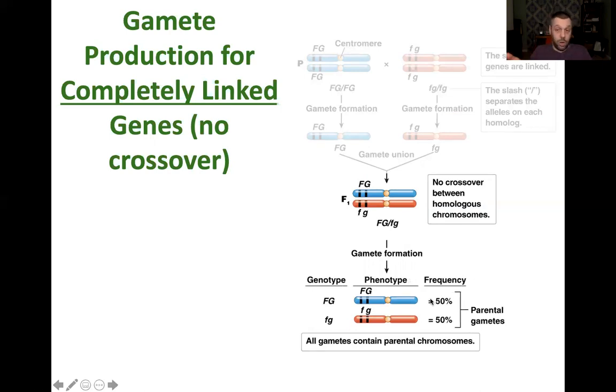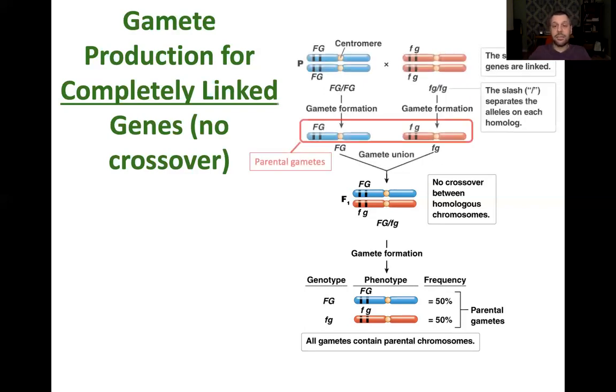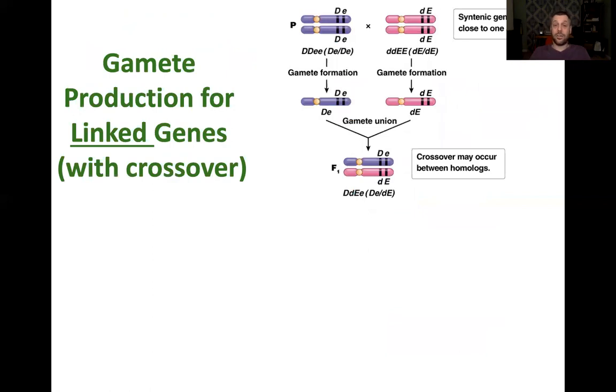Because no crossing over has occurred, they're exactly the same as the parents. So in this case, the parental gametes match them: 50% come from one parent, 50% from the other parent. So that's no crossover, right? What if there is a crossover? Here we have, again, two genes, D and E, but this time they're on the same chromosome and they're far enough apart that they might change by crossover occurring.